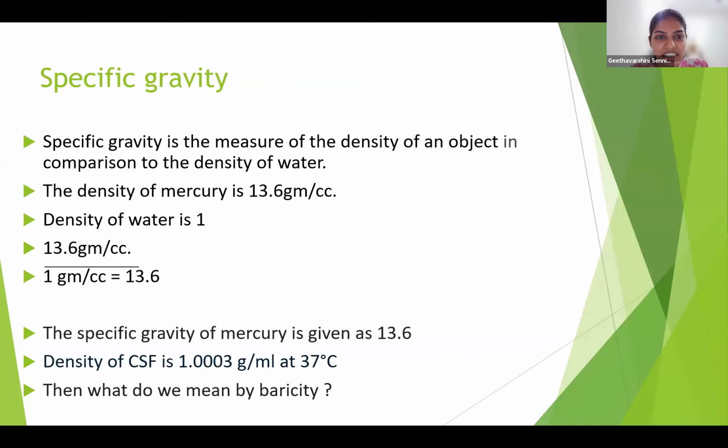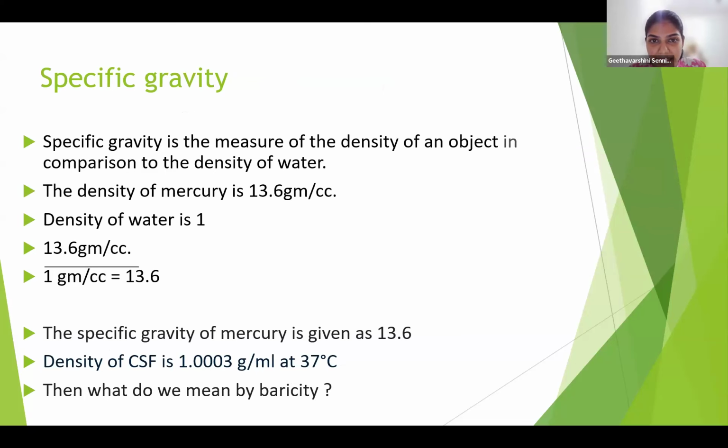Specific gravity. Specific gravity is the measure of the density of an object in comparison to that of density of water. For example, the density of mercury is 13.6 grams per cc. The density of water is 1. So 13.6 grams per cc divided by 1 will give us 13.6. So the specific gravity of mercury is 13.6. The density of CSF is 1.0003 gram per ml at 37 degrees Celsius.